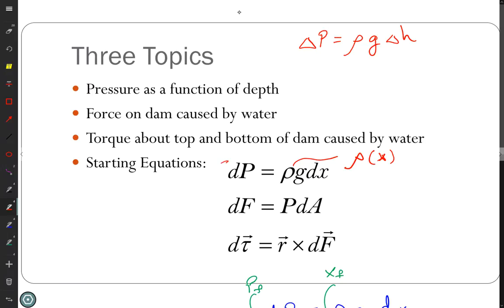Notice we used these top 2 equations already. Torque is R cross F. So d torque, the torque caused by a little bit of force dF, is going to be R cross dF. So let's go and draw our dam again. So once again, drawing the side view of the dam.